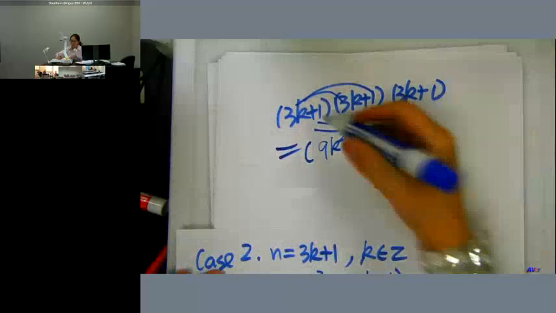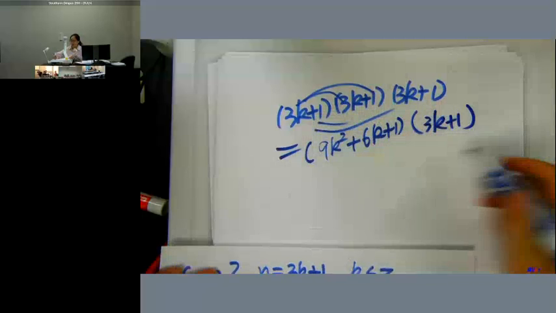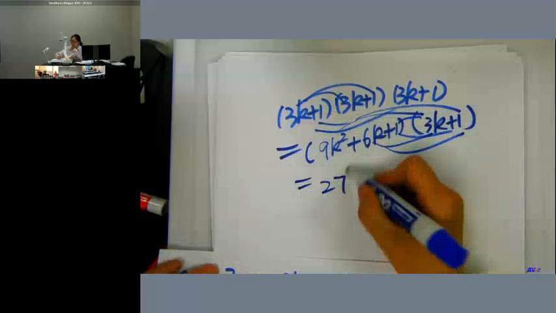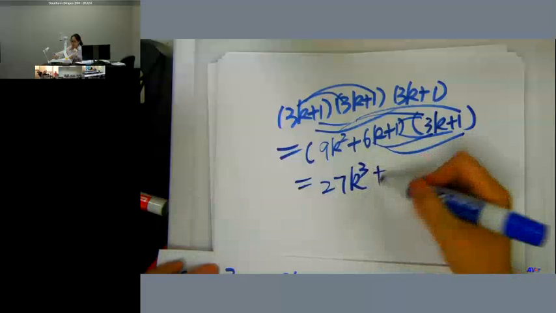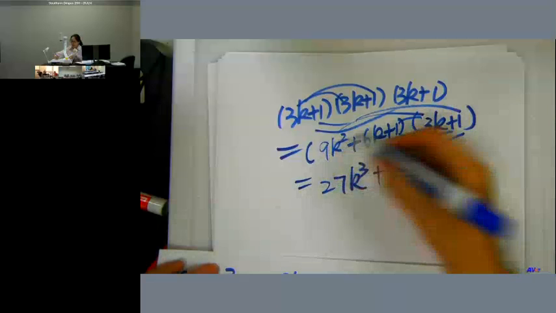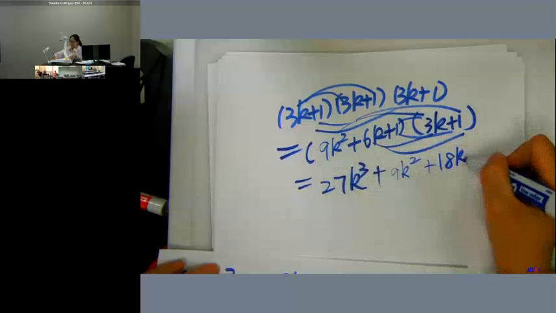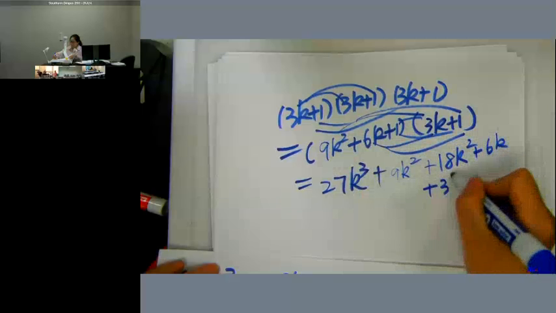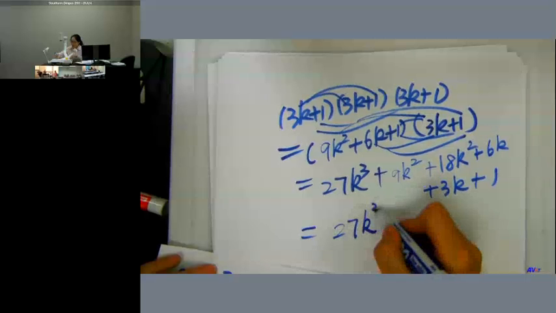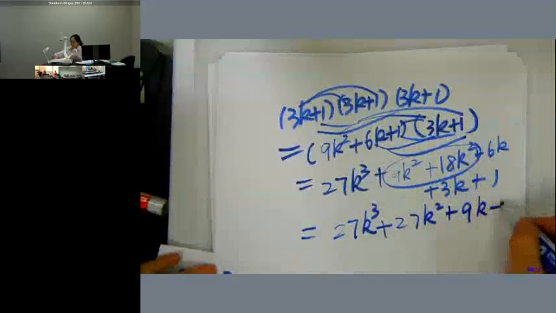First you multiply out 3k plus 1 times 3k plus 1. When you get an answer, combine like terms and multiply again. So you should have 27k cubed plus 9k squared plus 18k squared plus 6k plus 3k plus 1. Let's slow down. So distribute, combine like terms, and you should have 27k cubed plus 27k squared plus 9k plus 1.